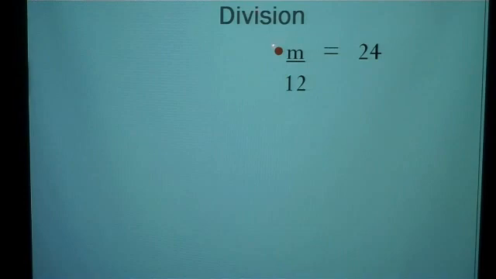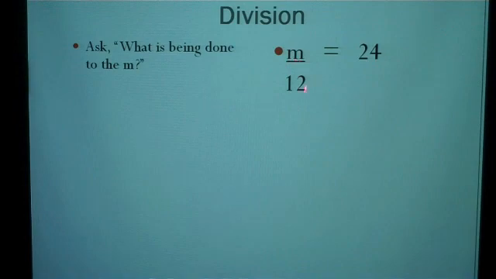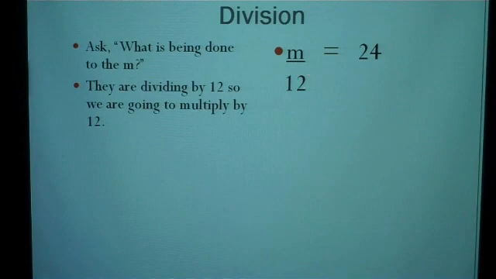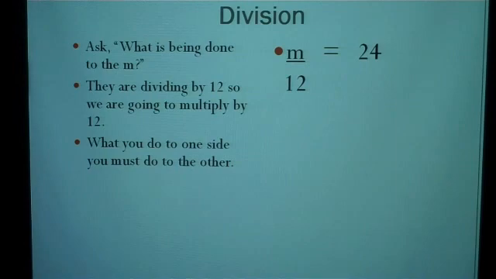One more division example. M divided by 12 equals 24. You ask, what is being done to the m? They're dividing by 12, so we have to do the opposite, so we're going to multiply by 12. And what you do to one side, you must do to the other to keep the equation balanced. So it would look like this.